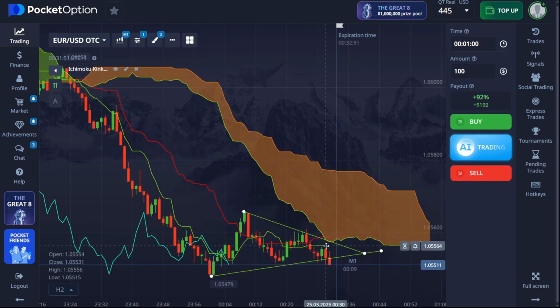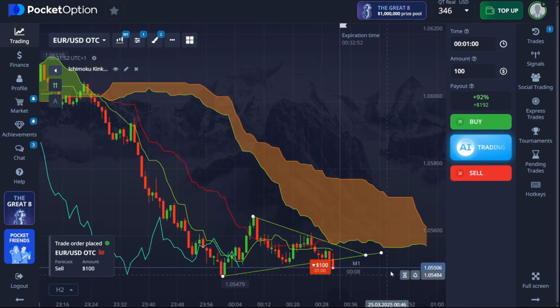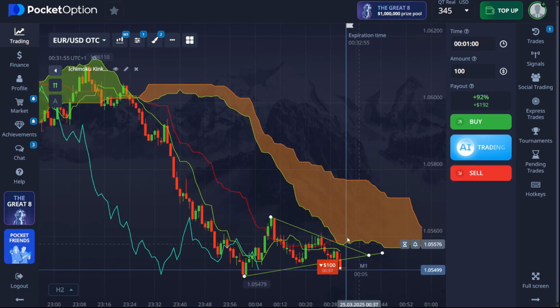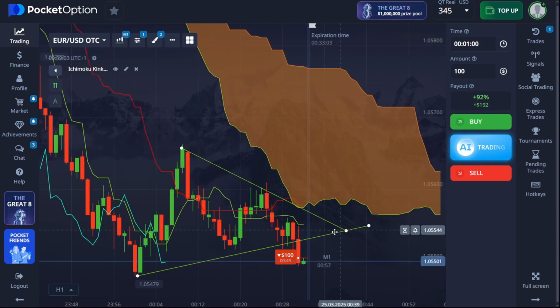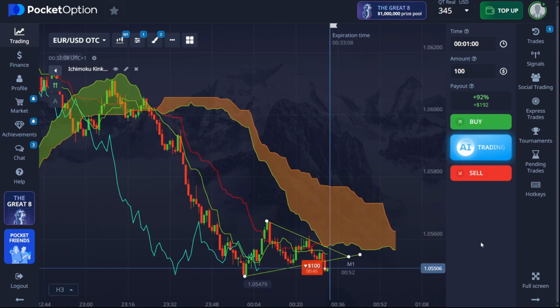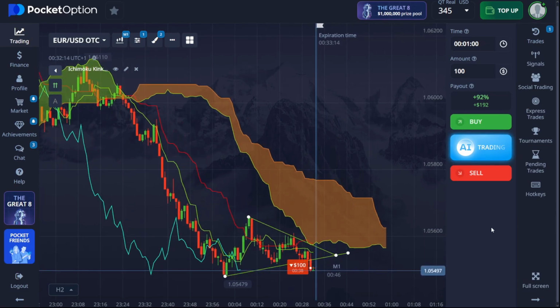Red Kijun Sen is above the green Tenkan Sen, the cloud, Kumo, is red. The price is below the cloud. The turquoise Chikou span line is outside the cloud, further confirming the signal. Also, a support zone was just broken, confirming a strong downward impulse. So, all three Ichimoku signals aligned and indicate further decline. I opened a sell trade, expecting a confident move down.